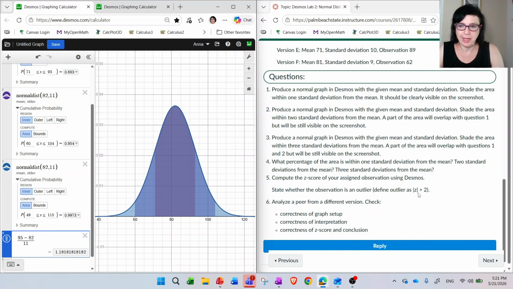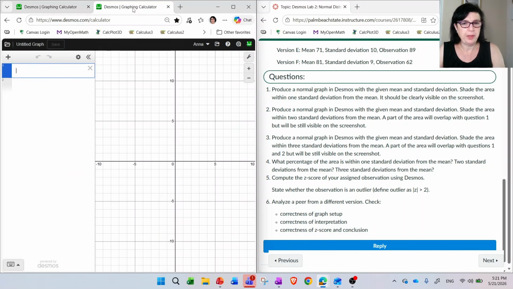If it is between -2 and 2, it's not an outlier. But if it's 2 or higher, or -2 or lower, then it is. Well, how do I know whether 1.18 is or isn't? I open the calculator in a separate tab, and I'm just going to have 1.18 graphed.